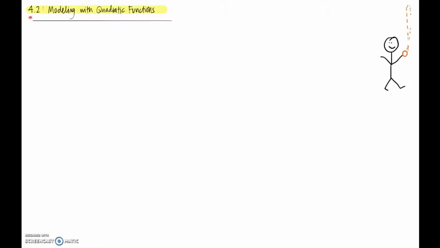We're now in section 4.2, and this section is titled Modeling with Quadratic Functions. This phrase we haven't even talked about yet, but we will. What type of functions are quadratic functions? And we're going to start by thinking about that example of tossing up an orange again.